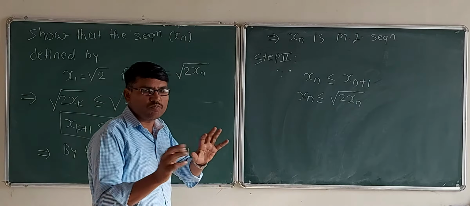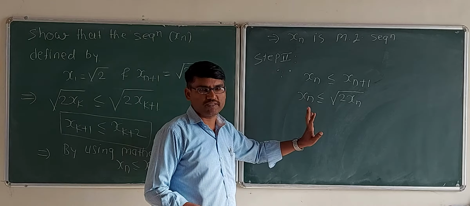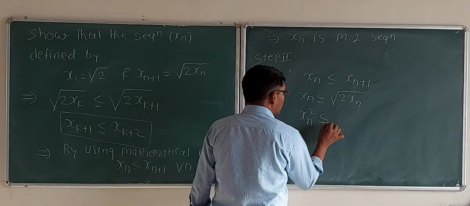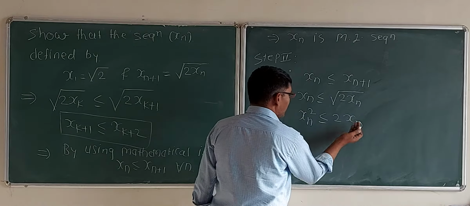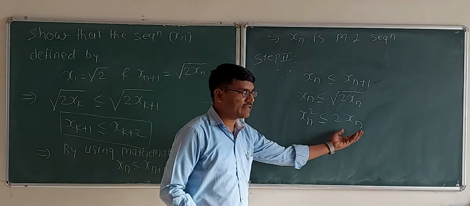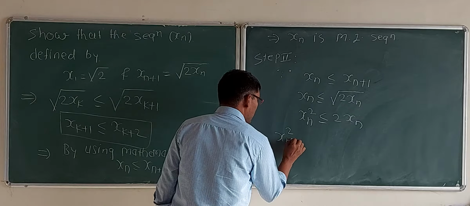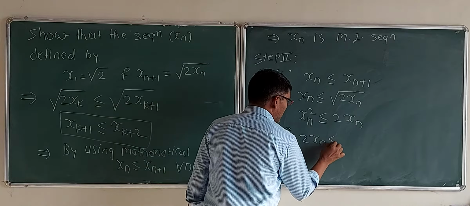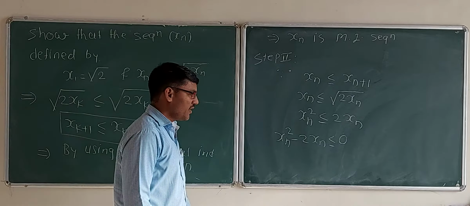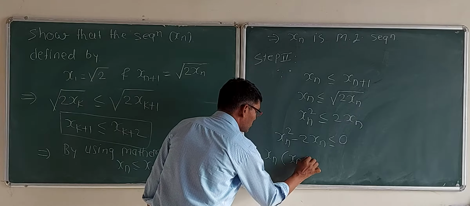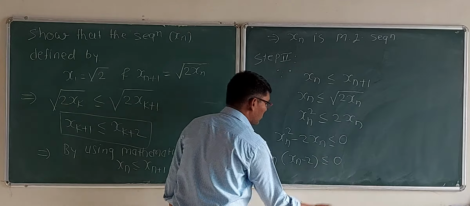Okay, if you square on both sides, the inequality sign remains the same. So xn square is less than or equal to 2xn. If you take this 2xn on the right hand side to the left hand side, you will get xn square minus 2xn less than or equal to 0. Now take xn outside, so it is xn times xn minus 2, which is less than or equal to 0.